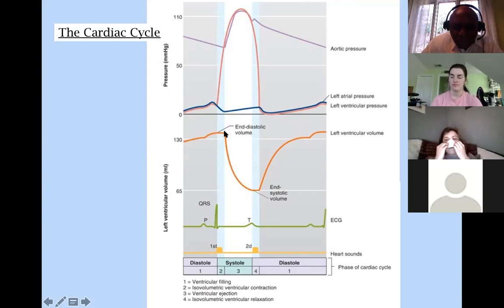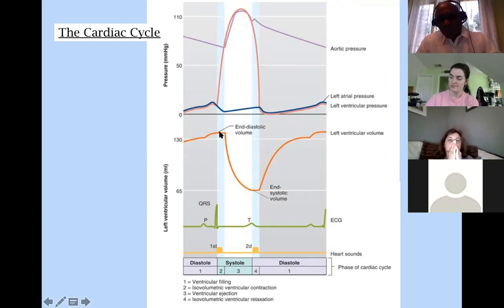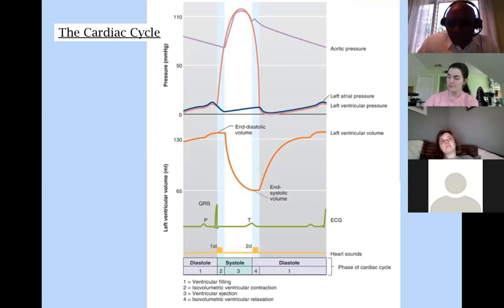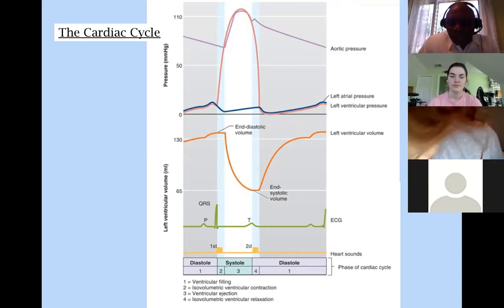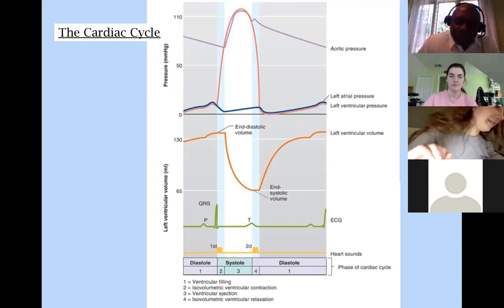Okay, so let's now look at the names of volumes. End diastolic volume, EDV. This is the final volume in the left ventricle, the 135 at rest. That's the end diastolic volume. In other words, the volume at the end of diastole is end diastolic volume. Okay?